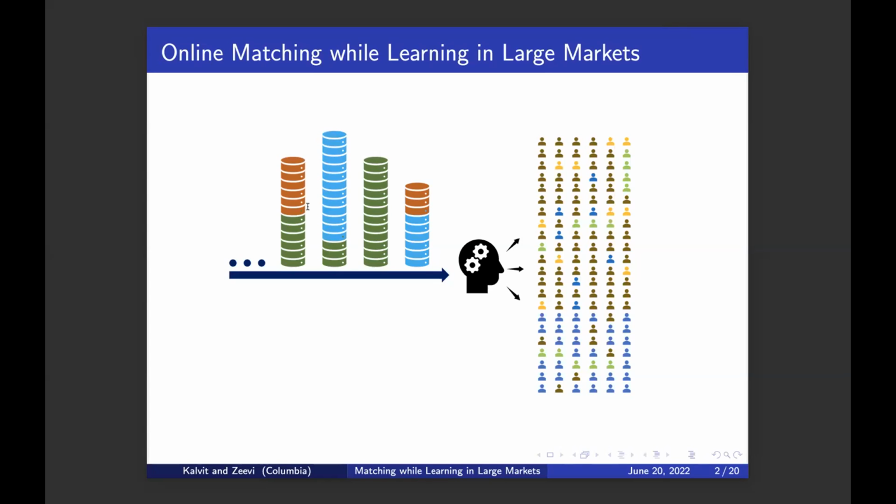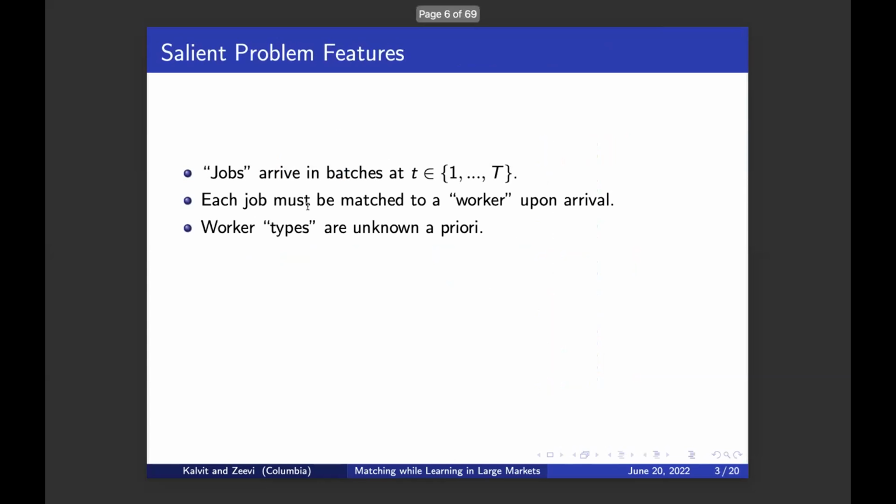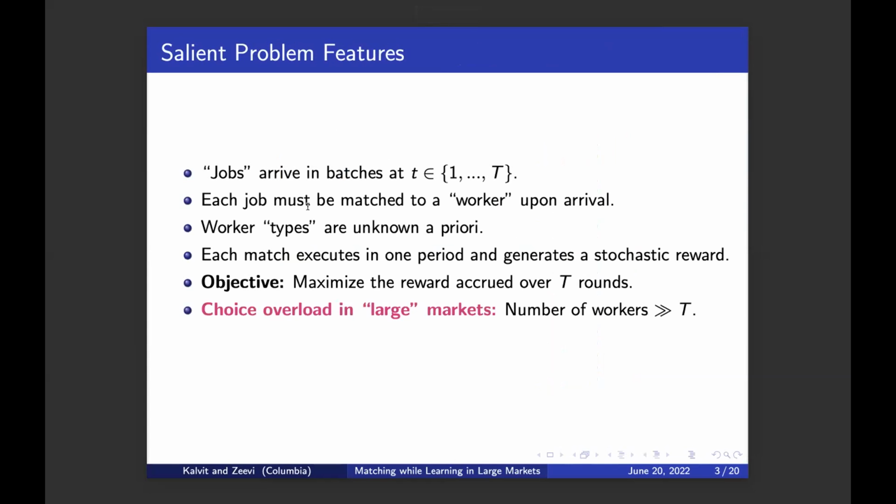The perspective that we take on this problem differs from these classical formulations in two ways. First of all, we consider a novel variant of the matching problem where, upon arrival of any given job, the edge weights are unobservable. The decision maker can only observe a noisy bandit feedback of the associated edge weights. And also, we are considering a large market regime where the number of workers or agents in the market is substantially larger relative to the time horizon of the game. So this basically introduces this aspect of choice overload in the market.